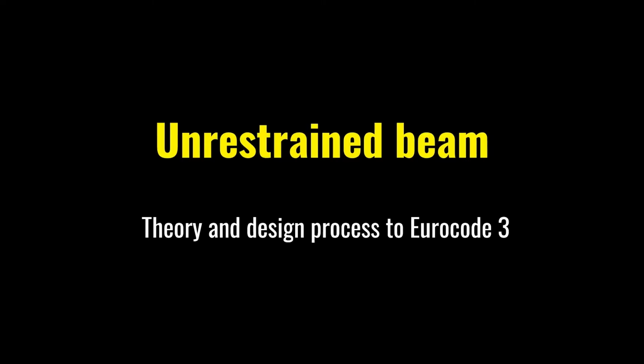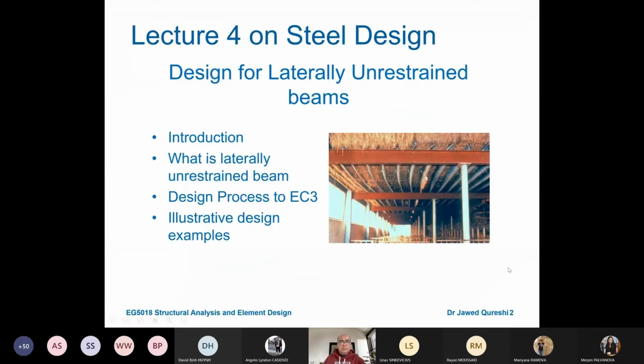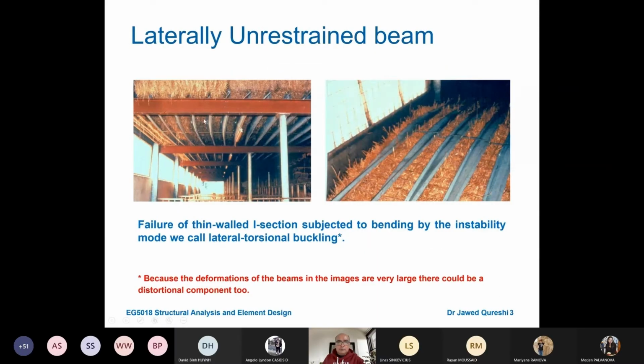So now I will move on to my main topic, which is unrestrained beams. The design procedure is pretty much similar to column design. I will talk about unrestrained beams, the design procedure, and some examples. The learning outcome of today's lecture is that you will learn how to design unrestrained beams. This is an example of unrestrained beams.